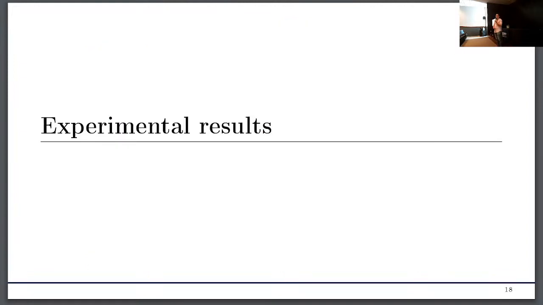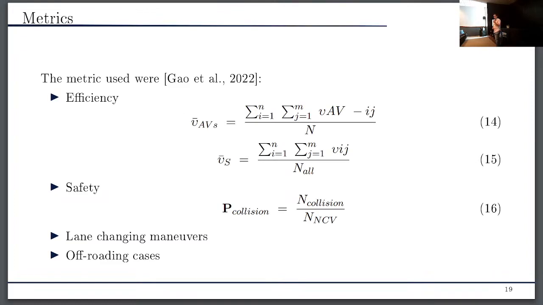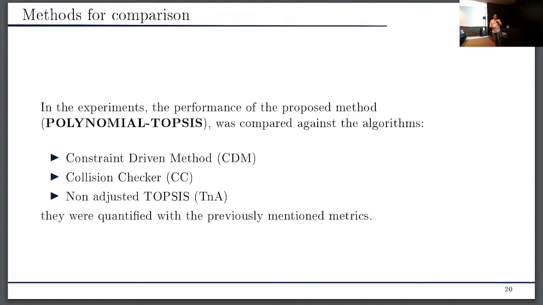So we can pass to the experimental results. The metrics that we used for this research were efficiency as the average top speed of the vehicles, and safety as the number of collisions that occur in the experiments. Besides this, we use the number of lane changing maneuvers to measure the performance, and the off-roading cases. For comparison of the performance of the proposal, we use the constraint driver method, CDM, collision checker, and a version of this same algorithm but with unadjusted weight and impact vectors.